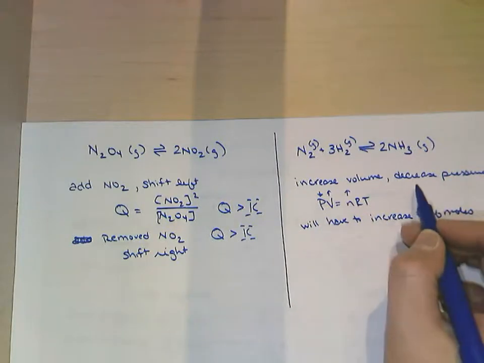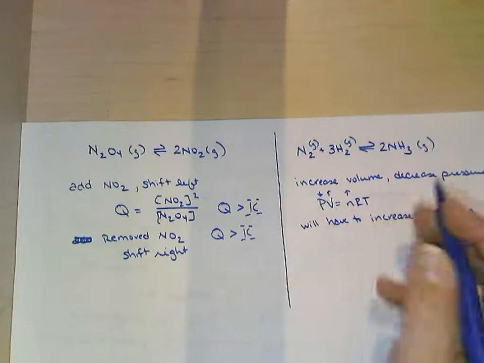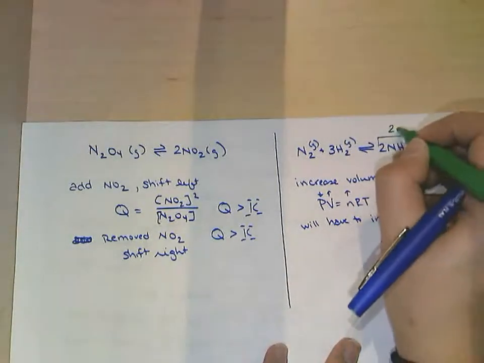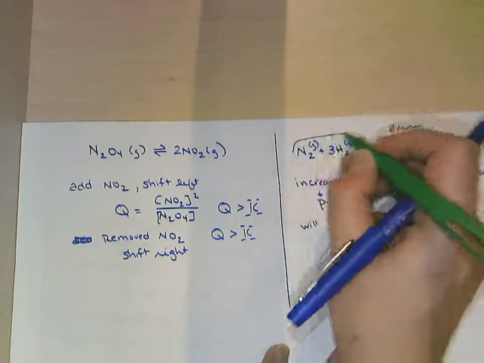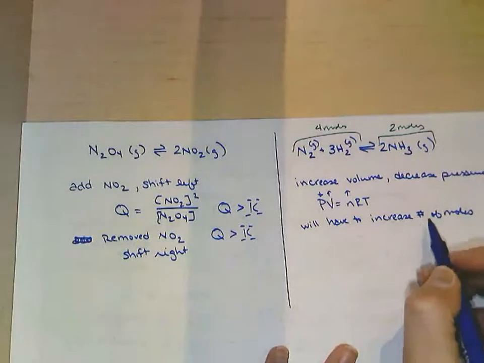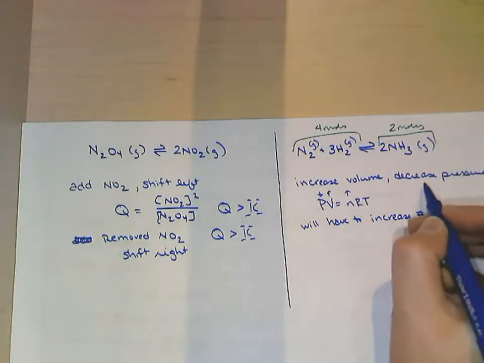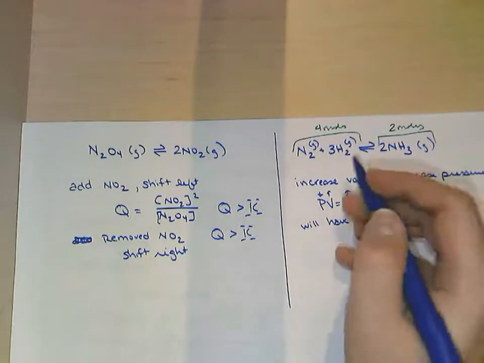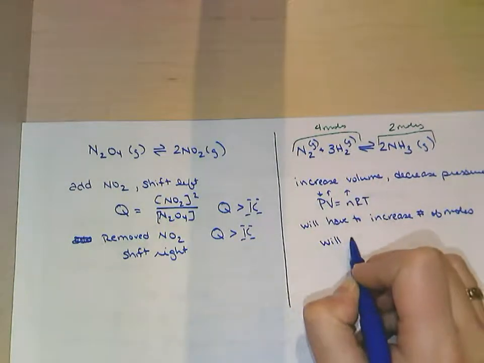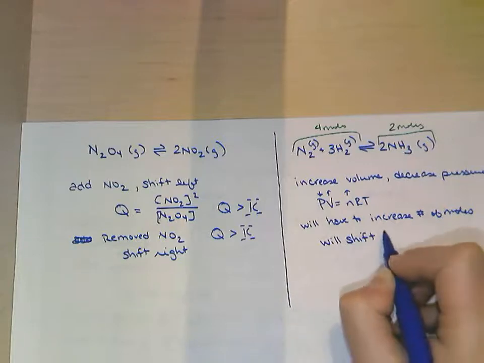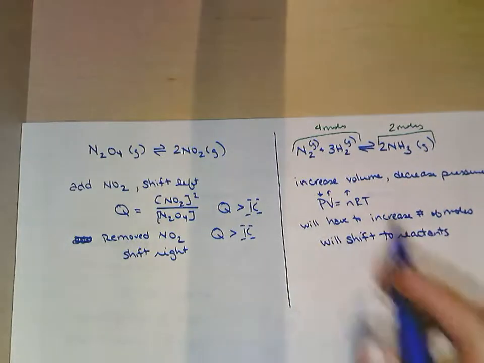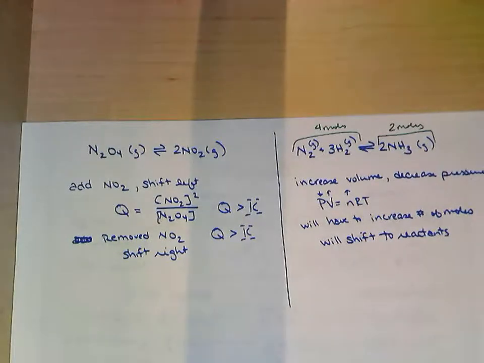So this reaction, right over here, we have 2 moles, and over here I have 4 moles. So if I need to increase the number of moles to get back to equilibrium pressure, I'm going to shift, in this case, back towards reactants, because the reactants have 4 moles on that side of the equation.